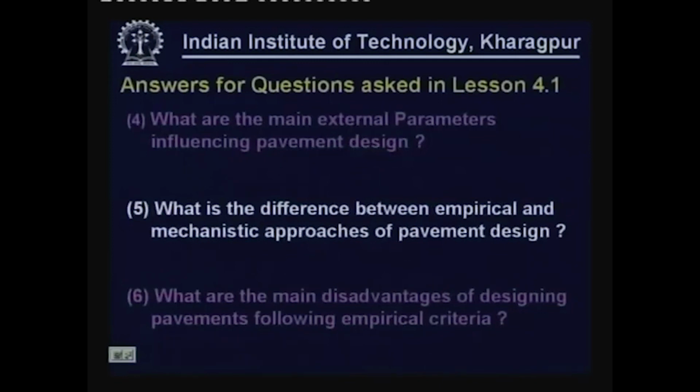What are the main external parameters influencing pavement design? This we have discussed in the lesson also. The main external parameters are subgrade, traffic loads and climatic factors.